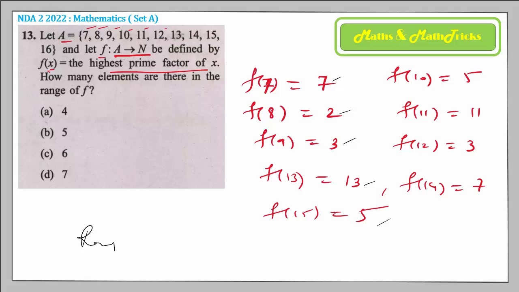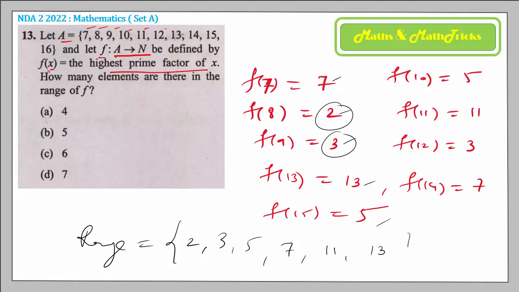So what is the range? Range is basically the set of all these outputs. What are the corresponding outputs? Write them in ascending order. 2, 3, then we have 5, we have 7, we have 11, and we have 13, right? These are 6 in number. So how many elements are there in this particular range set of f? 6. So option 6, that is C.